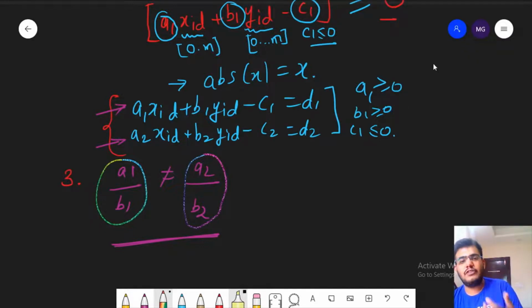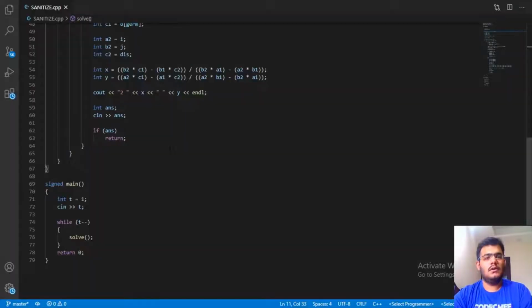So we could not have the unique solution for X and Y. That's all from the explanation side. Let us see the code implementation of the same, so that we have a more clear idea how things work.